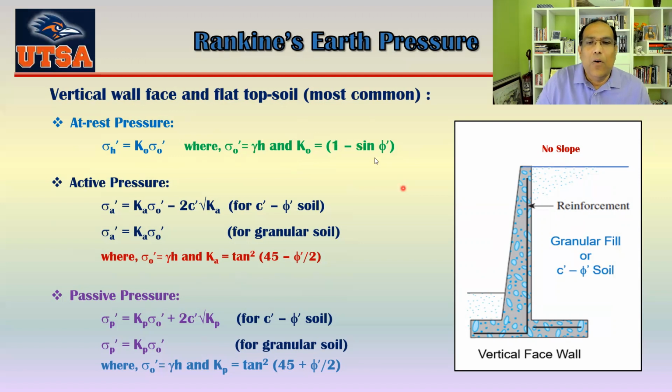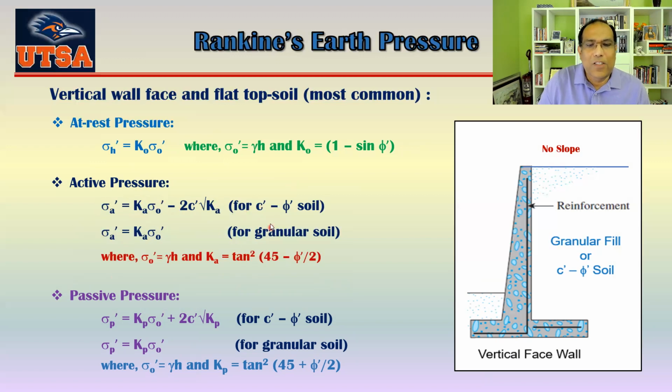Now, if this wall moves a little bit outward this way, then this will be the active condition, meaning there's a wedge here that will fail, and the pressure here will decrease a little bit because your wall has moved this way. In that situation, for CFE soil, your active pressure is equal to Ka, the coefficient for active earth pressure, times sigma naught prime, minus 2C prime root Ka.